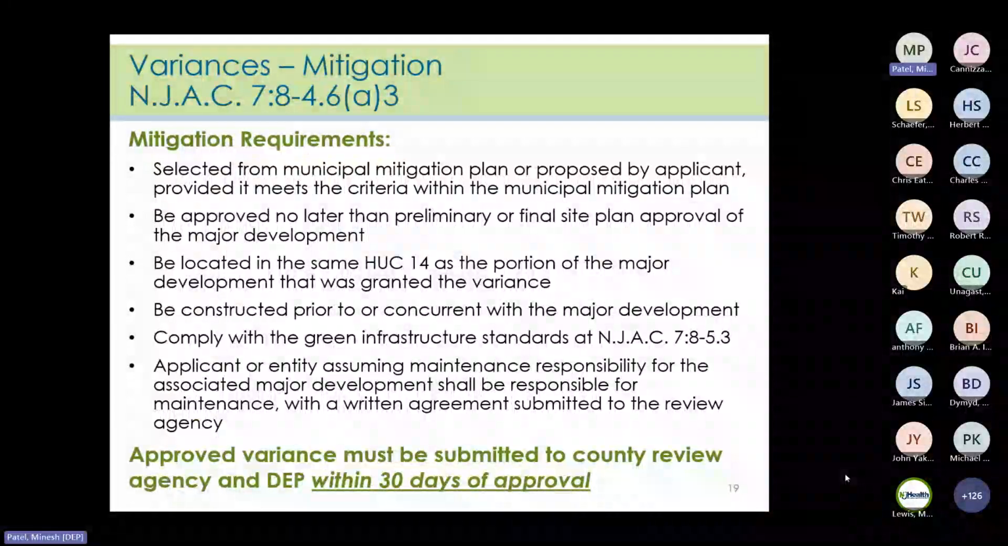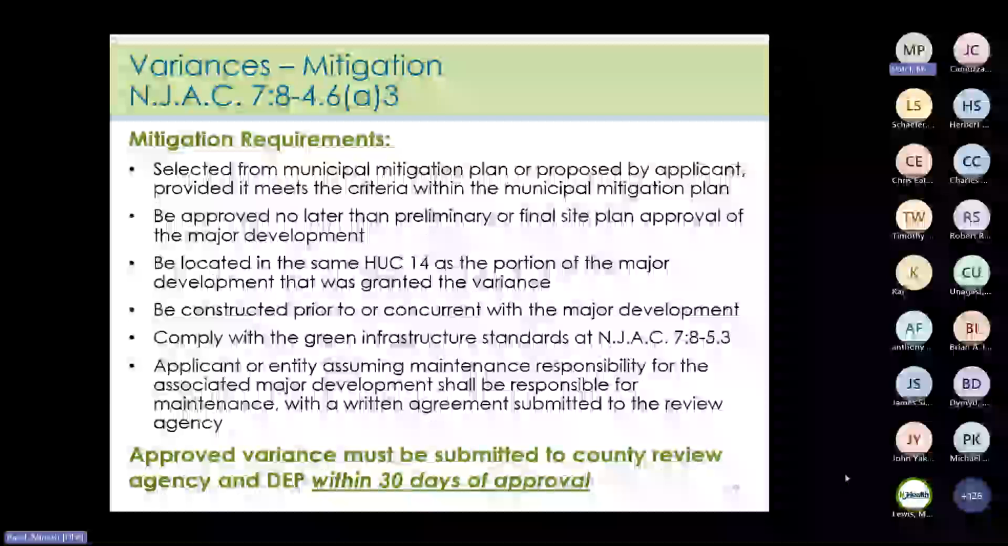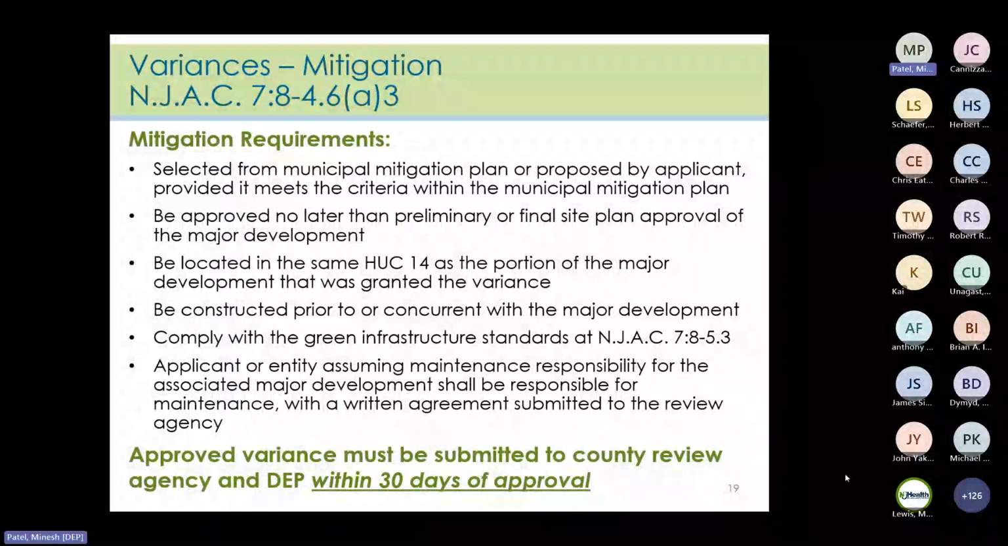Must be approved no later than the preliminary or final site plan approval. It must be located in the same HUC 14. It must be constructed concurrently or prior to the major development. It must meet the green infrastructure standards, and the entity assuming the responsibility of maintenance for the project must submit a written agreement to the review agency. And lastly, the approved variance must now be submitted to the county review agency and DEP within 30 days of approval.